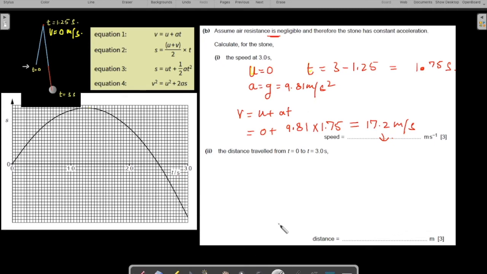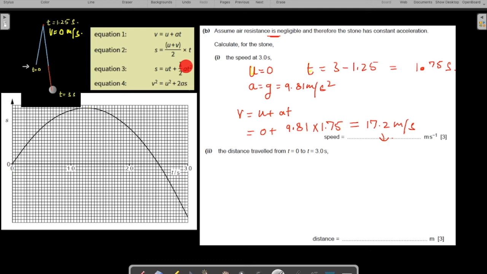Now the next part of the question, the distance travelled from t equal to 0 till the last point, which is 3 seconds. So for the whole distance travelled, you have to add up the distance going up, all the way coming back to the initial position, and all the way going down. How do you find this? Let us use some of the equations where you are given S.